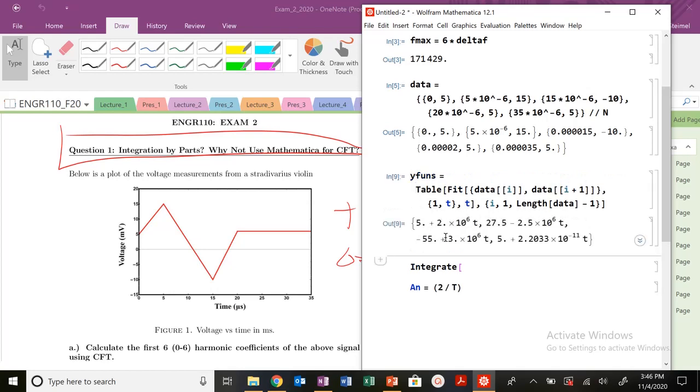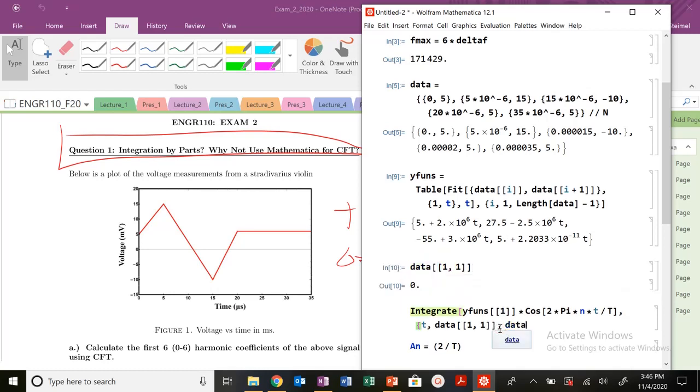So there we go. Now I need to integrate y functions 1, and I need to multiply that by cosine of 2 times pi times n times t divided by T. And I need to integrate that from t goes from my first data 1, 1. Again, that's just the first element here.